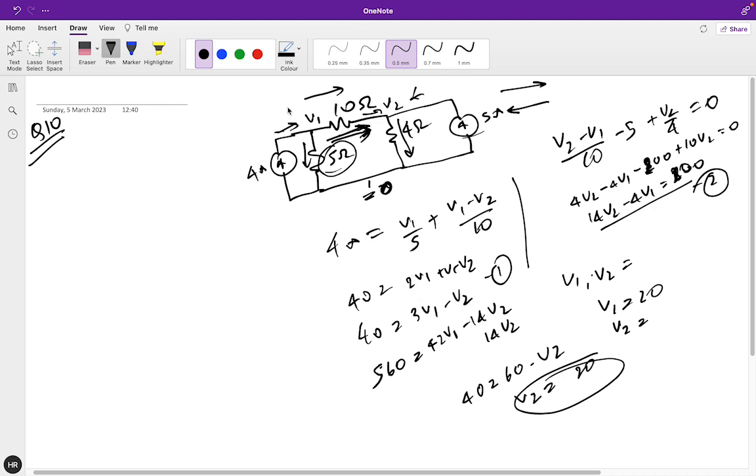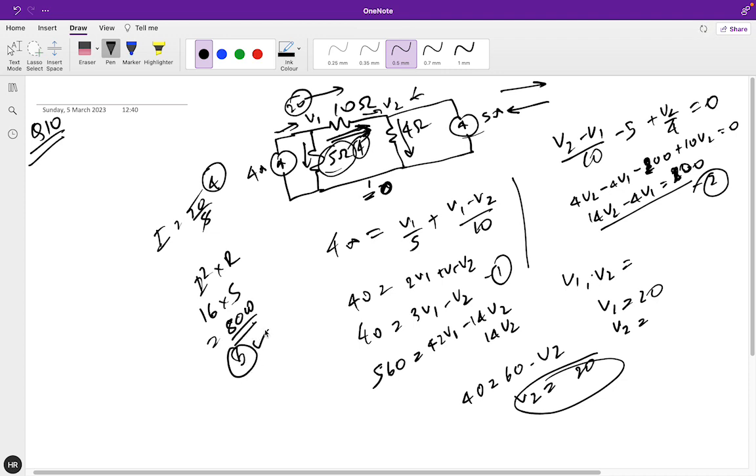If you know the value of v1 is 20, then 20 divided by 5 gives the current I as 4 ampere. Then put I squared into R. 4 into 4 is 16, 16 into 5 is 80. So 80 watt. The option will be B, right? This part is clear to everyone.